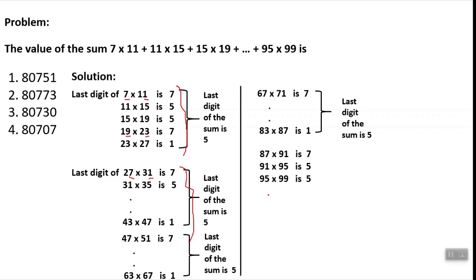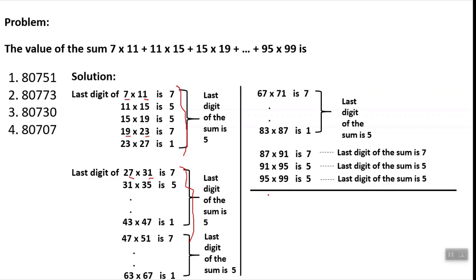So we have to now calculate the last digit of these 3 remaining products. So 87 times 91 is 7, 91 times 95 is 5, and 95 times 99 is 5. Finally, what do we have? The last digit of all these products when added together would be 5 plus 5, 4 times 5, I'm sorry, plus 7 plus 5 plus 5. What's the last digit of this sum? Very simple. It will be 7, and therefore the answer option, which has 7 as the last digit, must be the correct one, option 4.